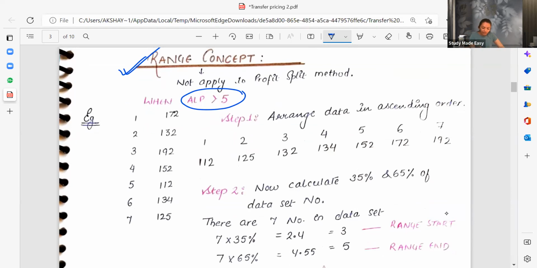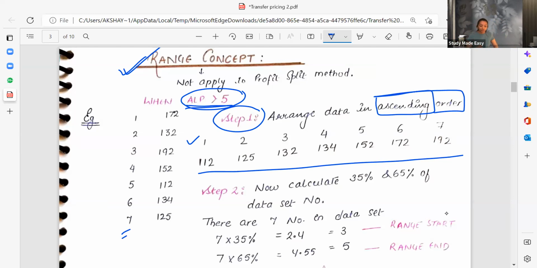So they are saying, if you have more than 5, that means now I have 7 unrelated parties, 8, 10, 12 unrelated parties, and I have to compare to find my arm's length price. So first of all, step number 1 is arrange the data in ascending order. Done. Then, after arranging, count how many observations you have. Here I have 7. Total 7 observations.